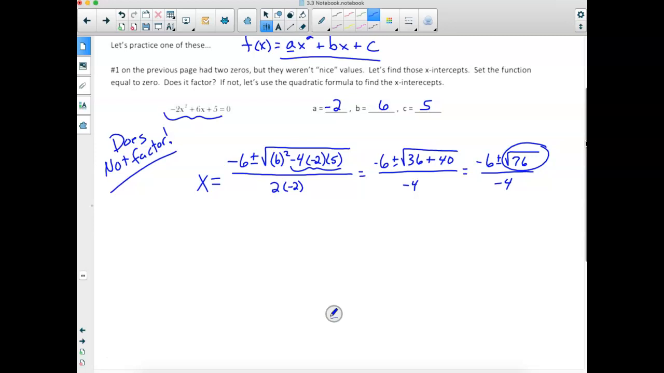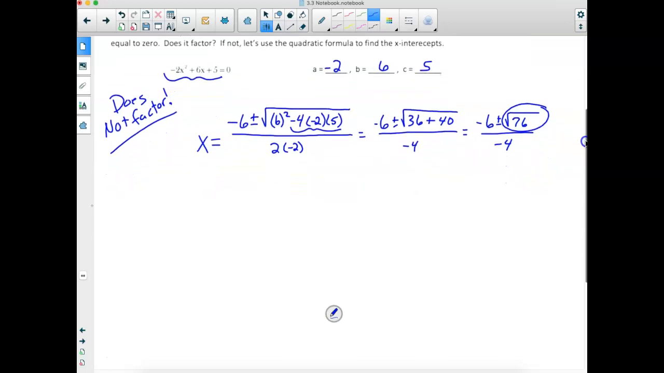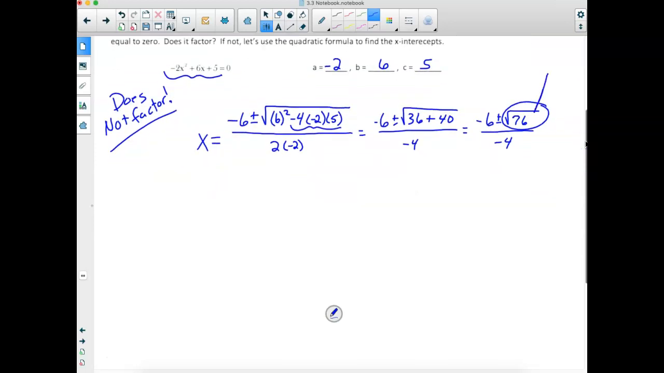Well, anybody know what the square root of 76 is? Me either. That's why it doesn't factor: what's underneath that square root is not a perfect square. If that were a perfect square, this would factor, but it's not. And notice there's 2 answers because there's a plus and a minus. So I'm looking at x equals -6 plus or minus the square root of 76 over -4.